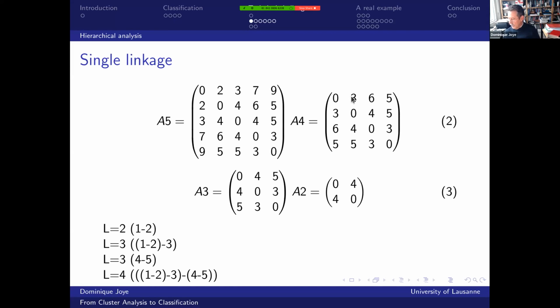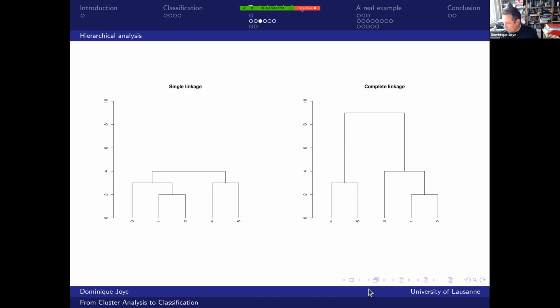So I have a couple of rules going from 5 objects to the 2 objects. Okay? And I can have a geometrical representation of that. So my first 2 objects are the 1 and 2 that goes together at level 2. Then the object 3 at level 3, the 4 and 5 at the object 3, and so on. Okay? That's the idea of the single linkage.